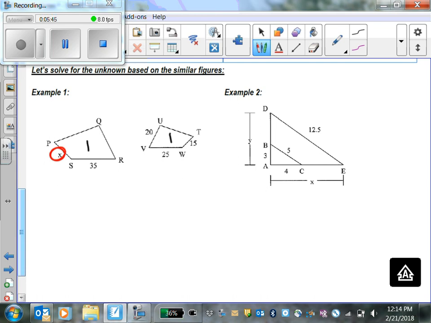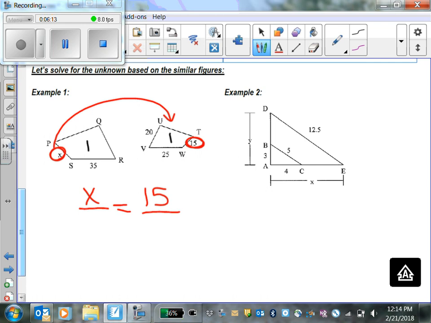So let's start with x. What corresponds with x on this shape? What is in the same spot as x? What number is in the same spot as x? 15. So I know that x and 15 are in the same spot. So I'm going to say x equals 15. And they're both numerators because they correspond to each other. Everybody with me? All right.